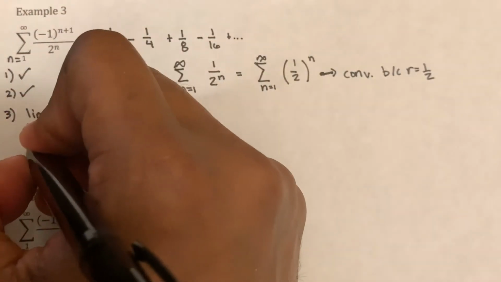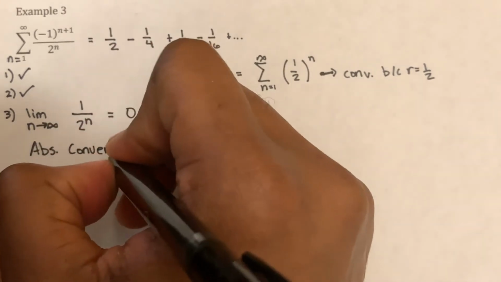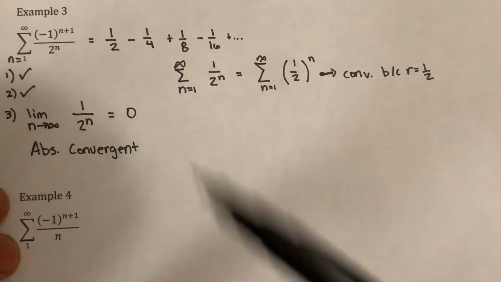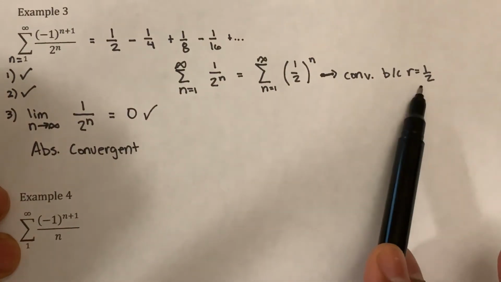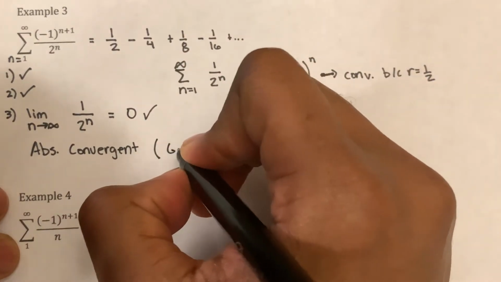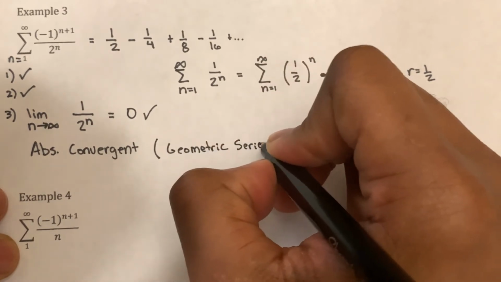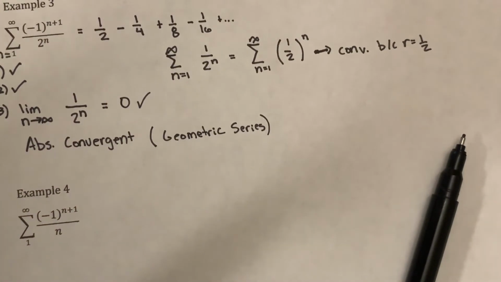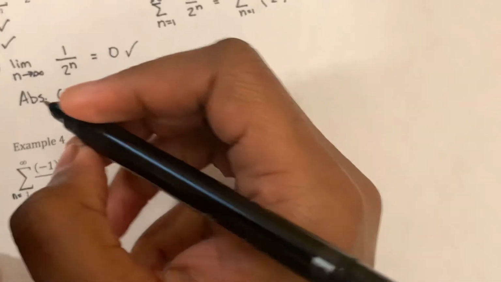So we end up with another absolutely convergent series. In this case, it's absolutely convergent because the alternating series test passes, and then the test for absolute convergence, which gave us a geometric series, checked out. So absolutely convergent, and we're going to put geometric series. Now for this one, we could actually find the sum if we wanted to, but we're not going to do that. For example 4, we have (-1)^(n+1) over n.